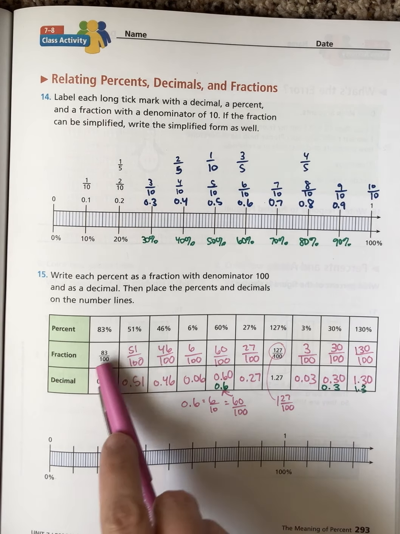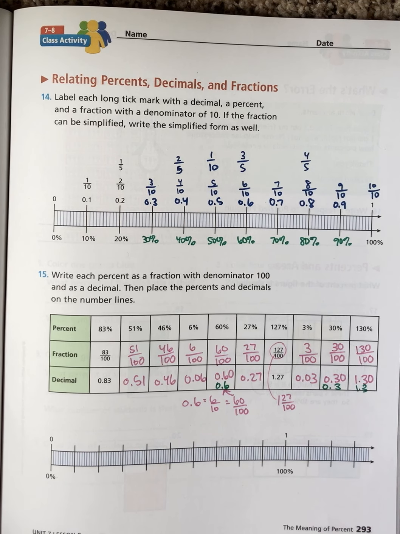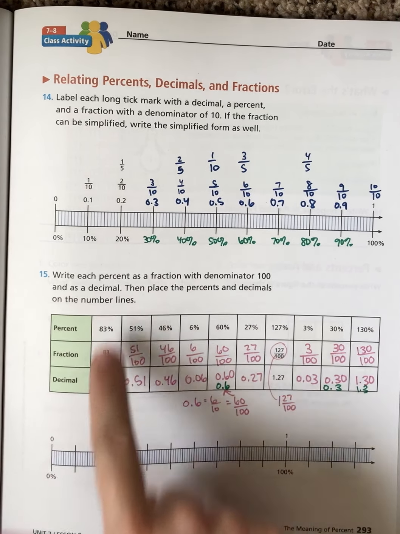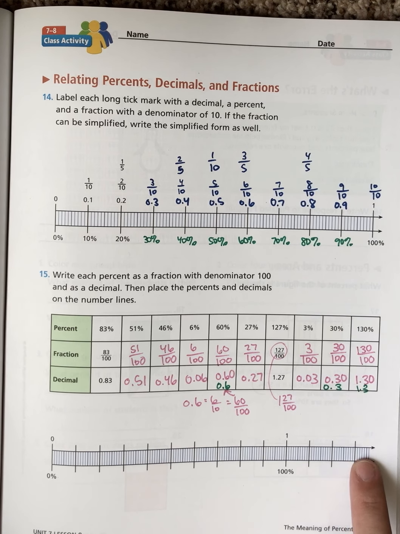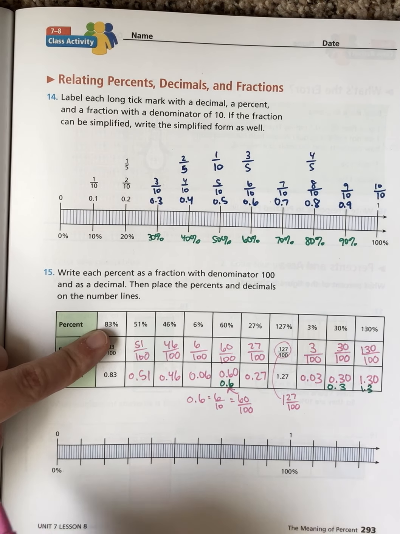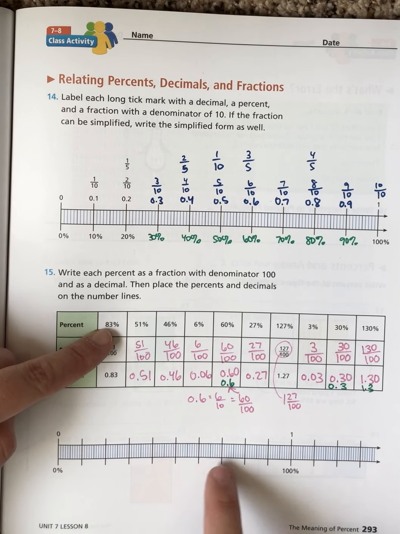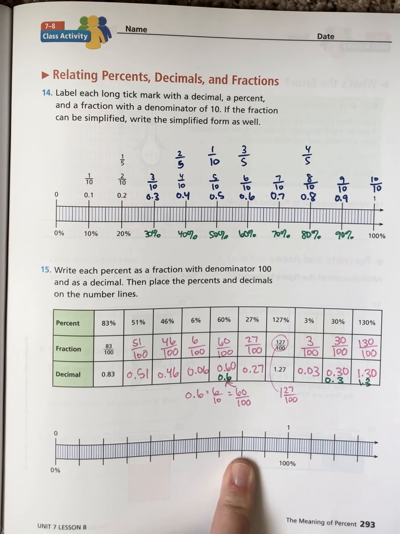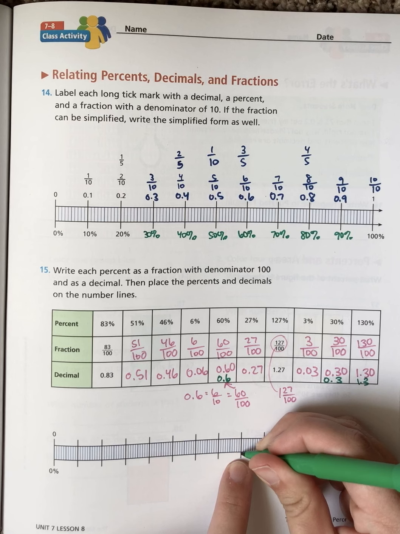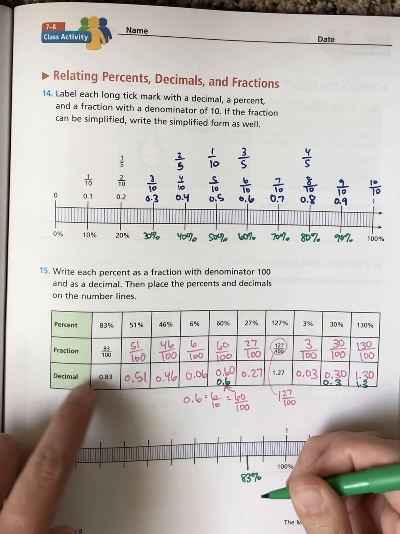Notice that all of the fractions have a 100. That's because that's what percent is. It's comparing your number to the fraction 100. Okay? Then it says, place all these percents and decimals on the number line down here. So what we need to do is start with 83%. Where would 83% be on this number line? Well, these are broken up by tens. So I'm going to count 10, 20, 30, 40, 50, 60, 70, 80 right here. And then if this is the 80 mark, I'm going to go 1, 2, 3 after that. So right here is 83%.